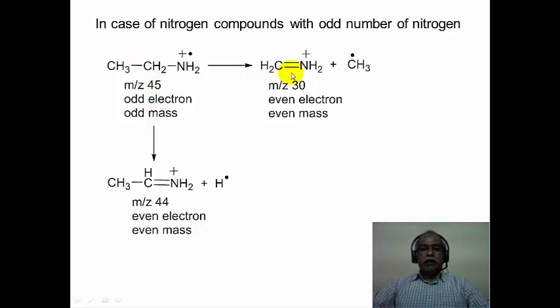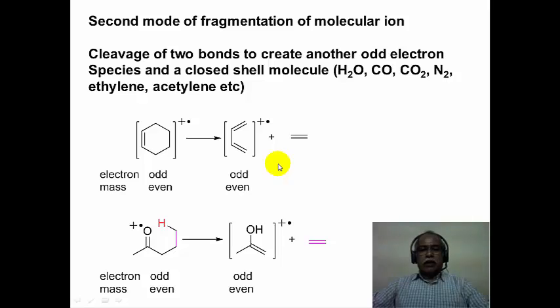In the first fragmentation, a methyl can be lost, resulting in the formation of an iminium ion which has an even number of mass and even electron count also. On the other hand, the alpha hydrogen can be removed as a H dot, resulting in the formation of a methyl substituted iminium ion. The difference between this and this is that this is a methyl substituted iminium ion, this is a simple iminium ion. This is an even electron and an even mass species because there is a nitrogen present in this particular case.